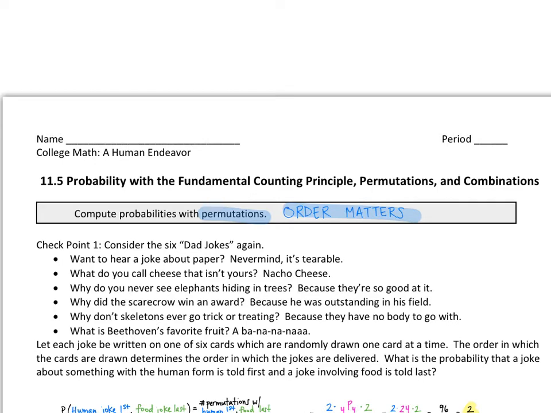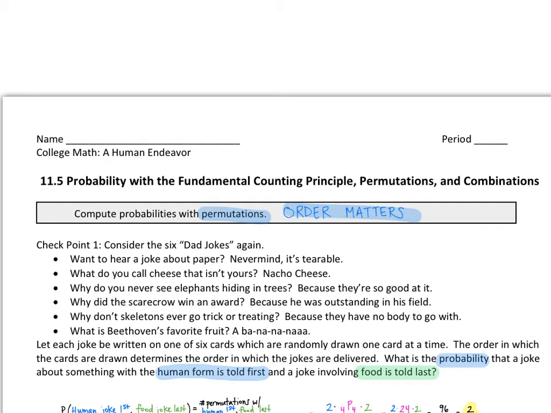What is the probability? So I see that word probability, that a joke about something with the human form is told first, and a joke involving food is told last. So I want a human joke first, and I want a food joke last.